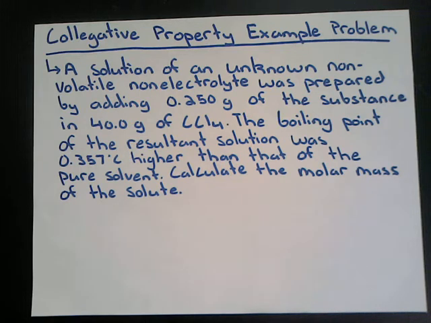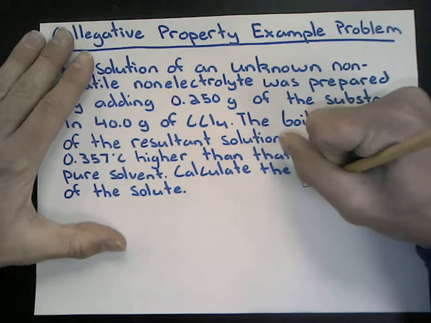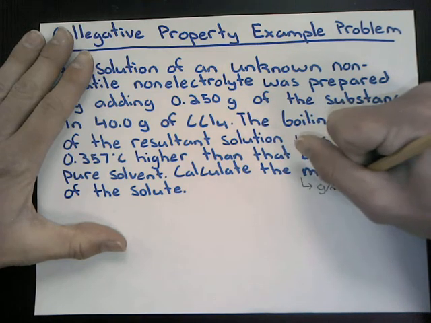So we have a solution of an unknown, non-volatile, non-electrolyte. Does not break up, that's important. It was prepared by adding 0.250 grams of this unknown substance in 40.0 grams of carbon tetrachloride. The boiling point of the resultant solution was 0.357 degrees Celsius higher than the pure solvent. Ultimately, we want to calculate the molar mass of the solute. So, our end goal, we have to have a roadmap here. Our end goal is to figure out grams per mole.